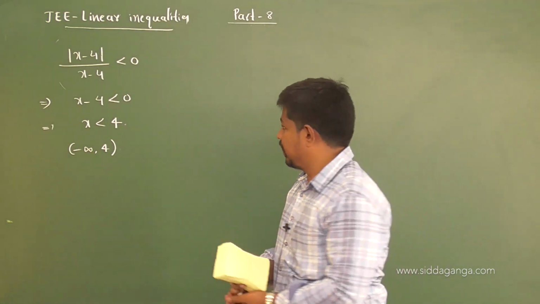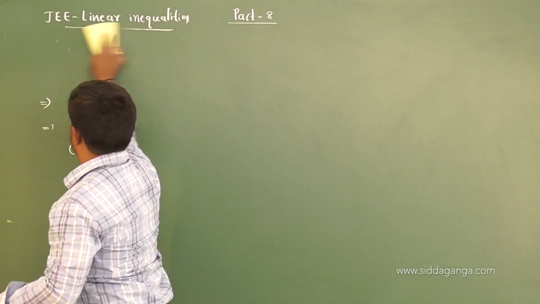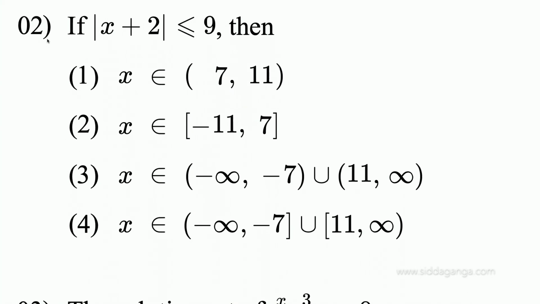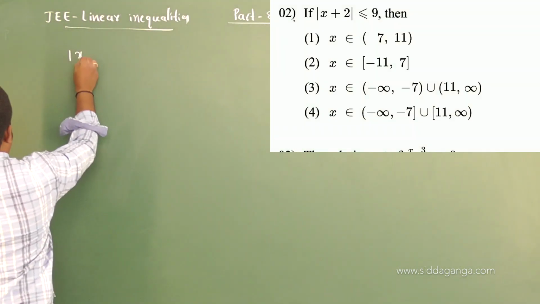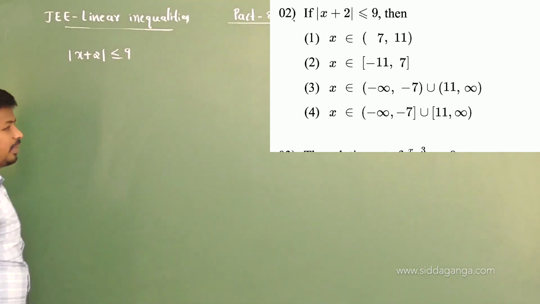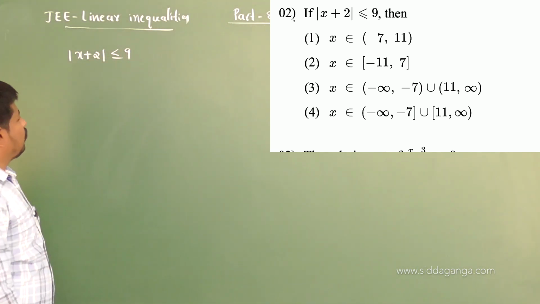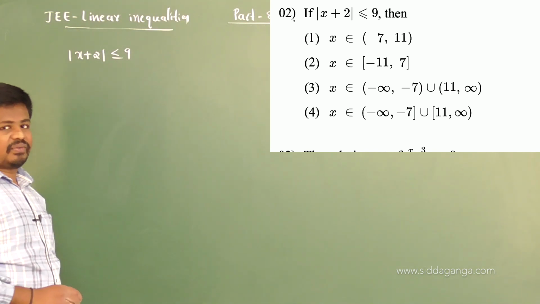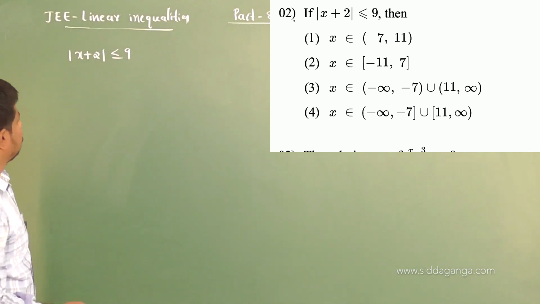Now let me move to the second question. The second question is like this: if modulus of x plus 2 is less than or equal to 9, this is true for what values of x among the 4 options? That's the question. Here we have to find the solution.